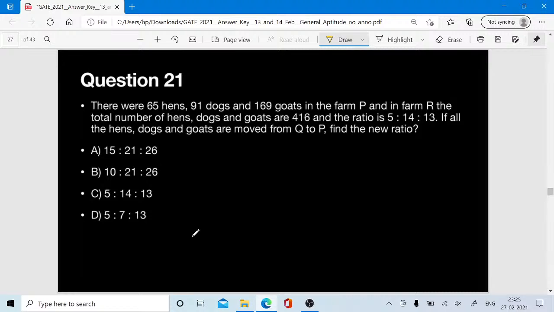There were 65 hens, 91 dogs and 169 goats in farm P and in farm R. The total number of hens, dogs and goats are 416 in the ratio 5:14:13. If all the hens, dogs and goats are moved from Q to P, find the new ratio.